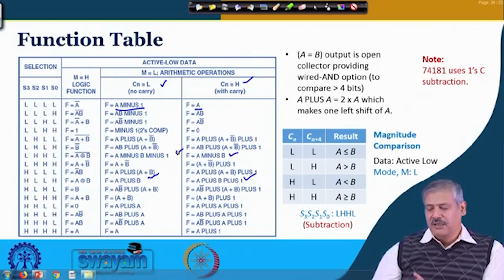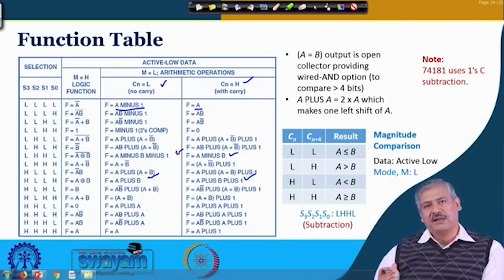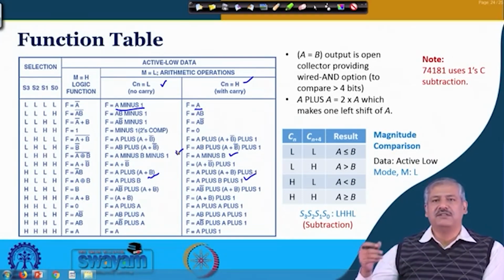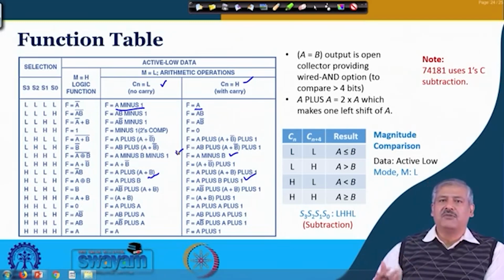Now, one important thing here: the A is equal to B magnitude comparator output here is open collector. We understand what open collector means. Basically you need an additional resistance, connected to the power supply through which the circuit actually operates. Other than that, we know it can deliver more current, and that it can offer wired AND connection also.